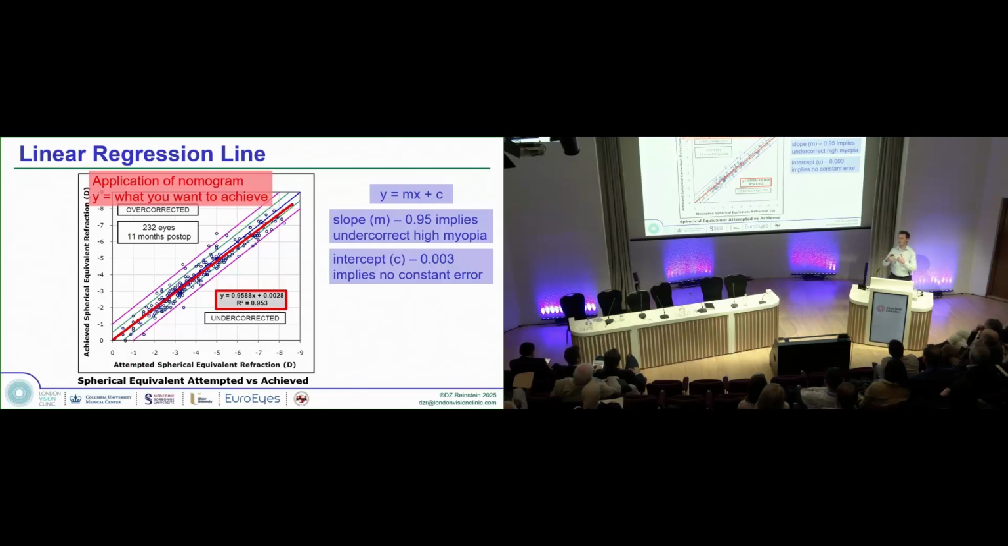So if I've got a -6 treatment, then that's what I want to achieve. So that's now the achieved number. And if I take that from the y-axis until it hits the red line and go down to the x-axis, then where it hits the x-axis is what I need to put into the laser to achieve a -6. So I need to put in a -6.26 to get -6.